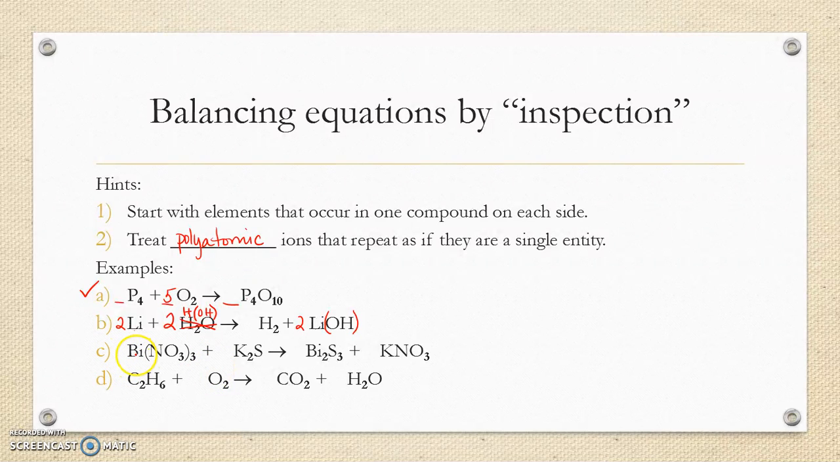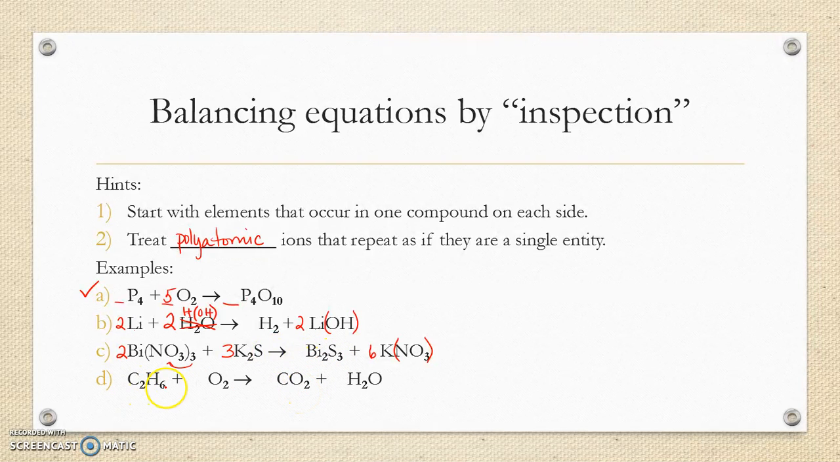Okay, bismuth. We have 1 bismuth, we have 2 bismuths. So let's put a 2 here. The bismuths are good. All right, here I have 3 nitrates, but I've got to multiply it by 2 here in the front, which gives me a total of 6. So on this side, I have 1 nitrate. I have to multiply it by 6 to give me 6 nitrates. Now we're okay. All right, here I have 2 potassiums. Here I have 6. So I'm going to put a 3 here. And then that gives me 3 sulfurs and 3 sulfurs, and I'm done.